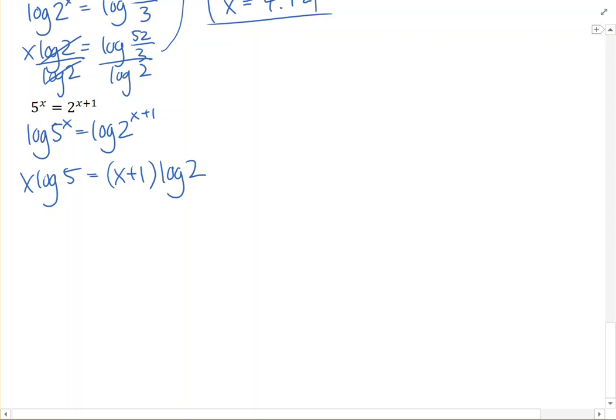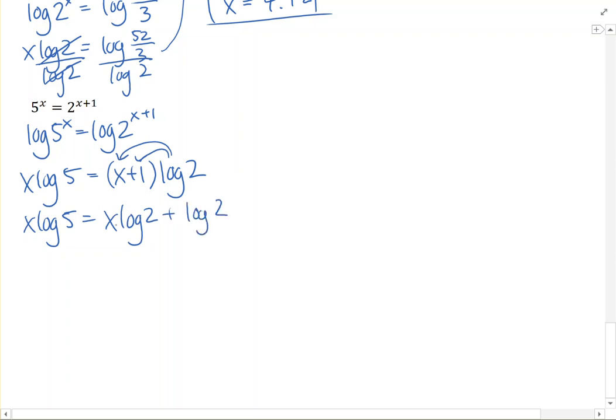Now here's the part that is a little different. Instead of just dividing both sides by 2, we do want to somehow isolate those x's by themselves, but right now we can't. So what we'll actually need to do is expand that right side there. So we'll have x log 5, but we're going to multiply out this side here. So we'll have x log 2 plus log 2.